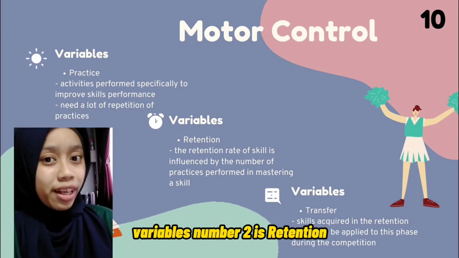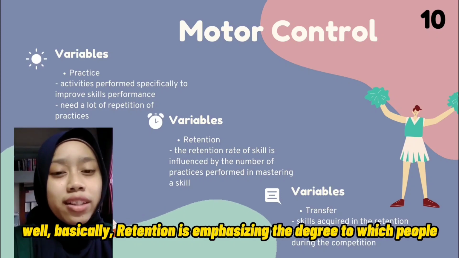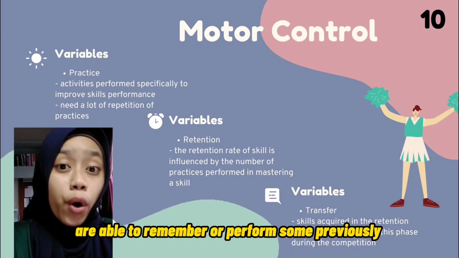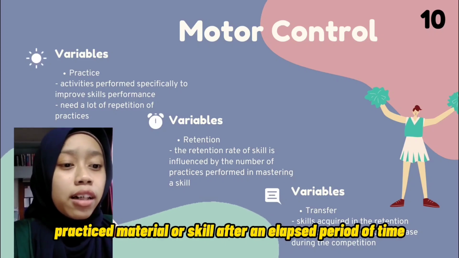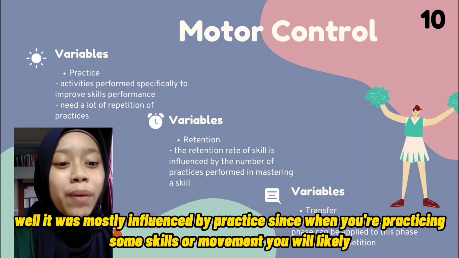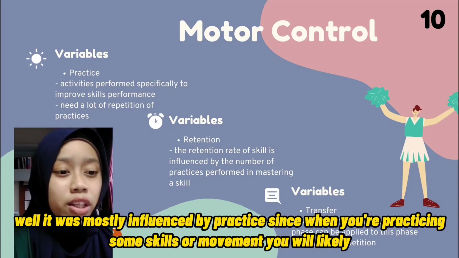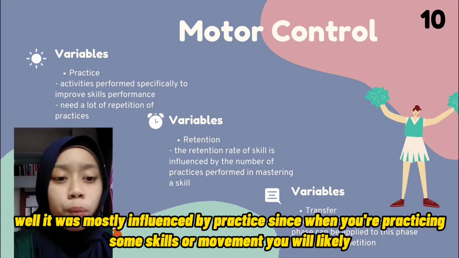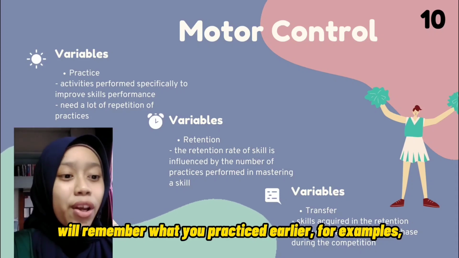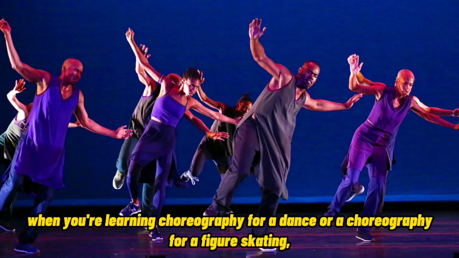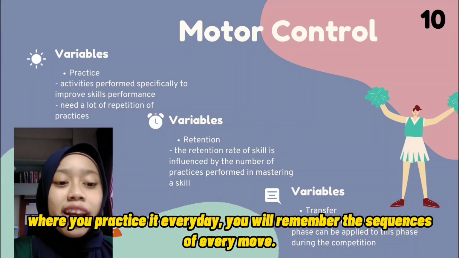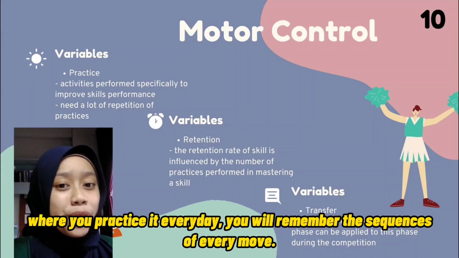Variable number two is retention. Basically, retention emphasizes the degree to which people are able to remember or perform some previously practiced material or skill after an elapsed period of time. It is mostly influenced by practice, since when you practice some skills or movements, you will likely remember what you practiced earlier. For example, when you are learning choreography for a dance or for figure skating, where you practice it every day, you will remember the sequence of every move.